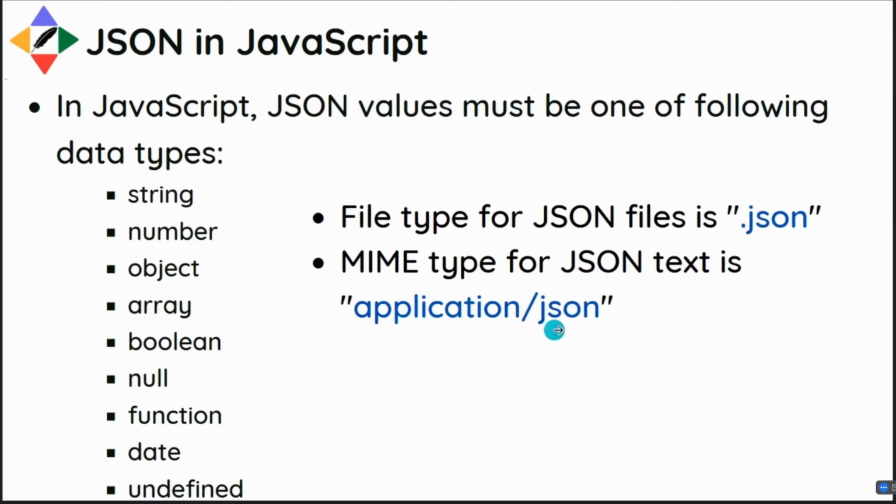And now the file type of JSON is, as I said, always .json, and the MIME type is application/json. Whenever there is a MIME requirement, you need to specify just application/json. Like we say application dot something, PDF or anything. In the same way, it is application/json.